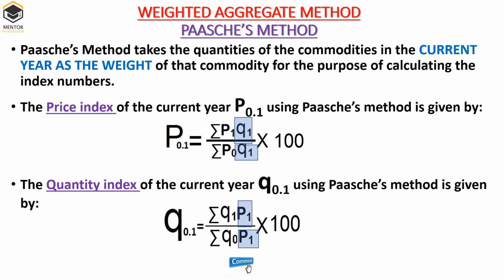So in both the formulas you can see the weight is given to the current year. In the Laspeyres method the weight is given to the base year; in the Paasche method the weight is given to the current year. In the price index we are giving weight to the quantity of the current year, and in the quantity index we are giving the weight to the price of the current year. So these are the formulas of our Paasche method.